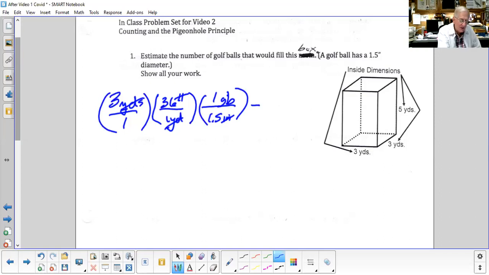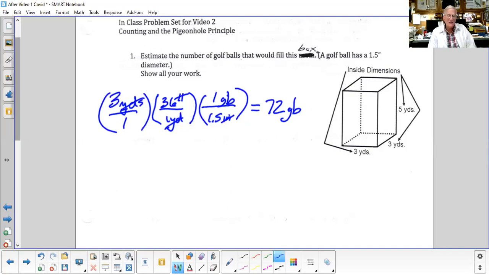So what is the answer to this? Well, look, folks, if we do this problem, we can multiply the top together, 3 times 36. I'm grabbing a calculator here. 3 times 36, I got 108, and I'm going to divide that by what's on the bottom, the 1.5, and I hit enter, and I get 72. So over a 3-yard distance like that, there would be 72 golf balls lined up next to each other.